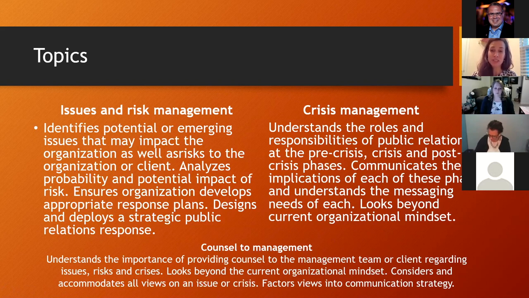So crisis management understands the roles and responsibilities of public relations at the pre-crisis, crisis, and post-crisis phases, communicates the implications of each at these phases, and understands the messaging needs of each, looks beyond the current organizational mindset. And then you have counsel to management, which I feel like applies to both, right? It understands the importance of providing counsel to the management team or client regarding issues, risks, and crises, and looks beyond the current organizational mindset, considers and accommodates all views of an issue or crisis, factors views into communication strategy. So issues and risk management and crisis communication planning are two areas in which research, which is the first step in the four-step process, can really play an important role.